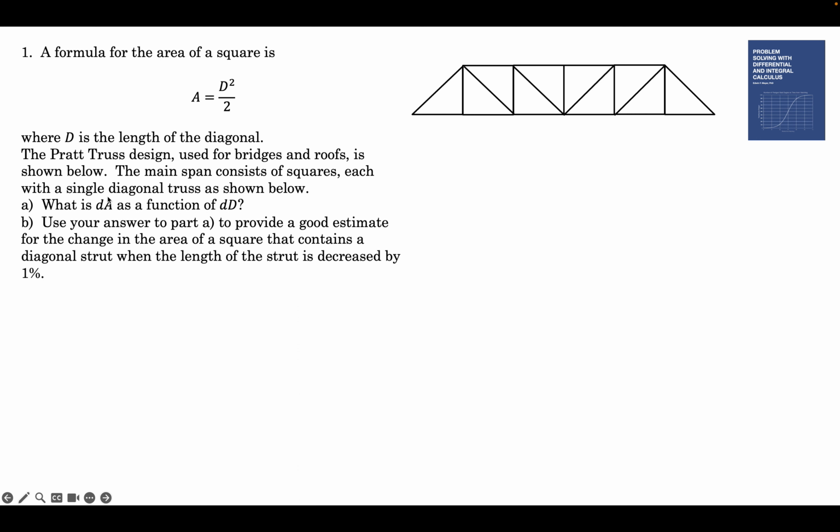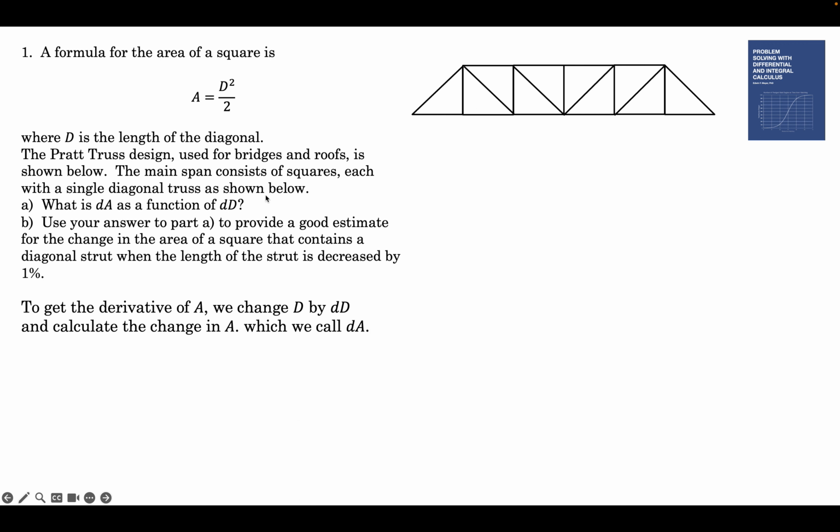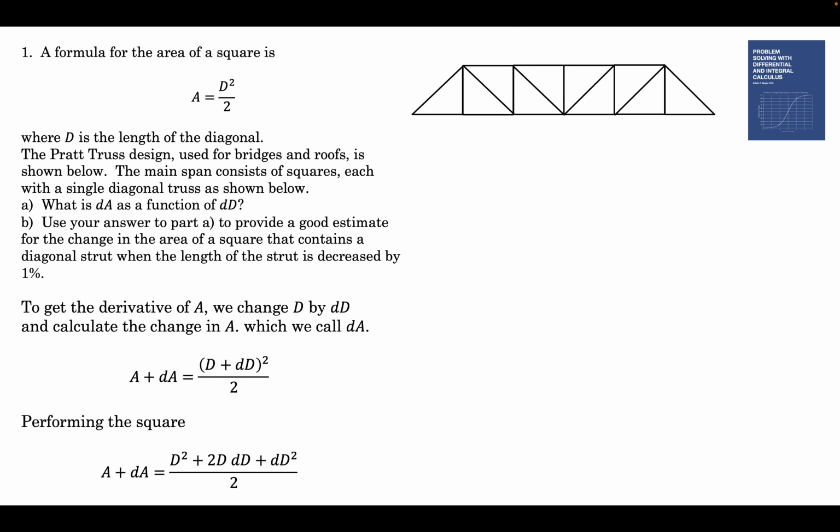Part A is what is dA as a function of dd. Let's focus on that. So to get the derivative of A, we change d, the diagonal, by dd, an infinitesimal amount. We calculate the change in A, which we call dA. So I change d by dd, and A changes by dA. I can square that out using the FOIL method, and I get that. I subtract the original area from both sides, which is d squared over 2.